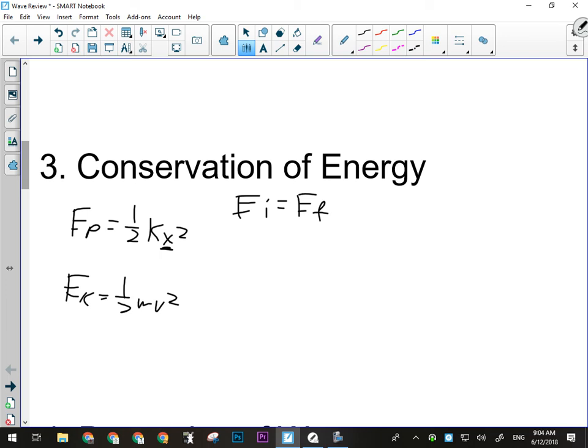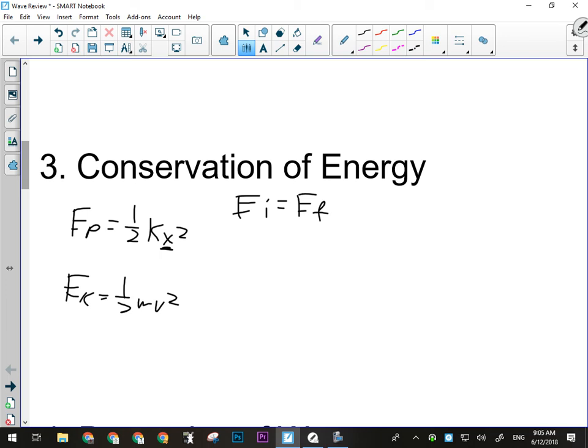When that mass is moved as far from equilibrium as it can, how fast is it going? It's not moving. That's where it changes direction, starts coming back. That's where the force is at its maximum, okay? Where the acceleration is at its maximum, but the speed is 0, right? There's no kinetic energy at that point of maximum displacement, right?